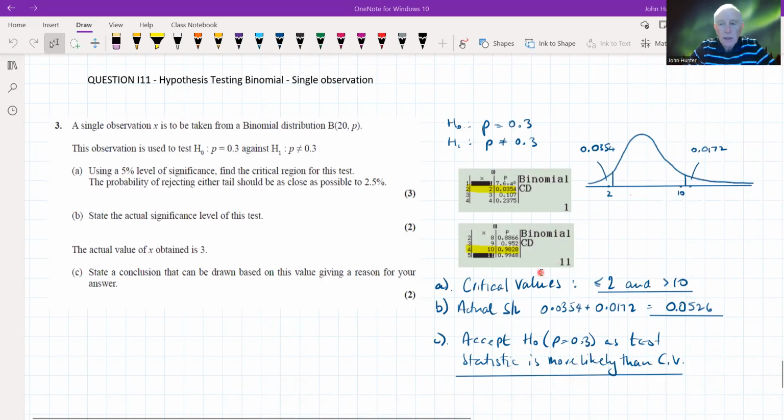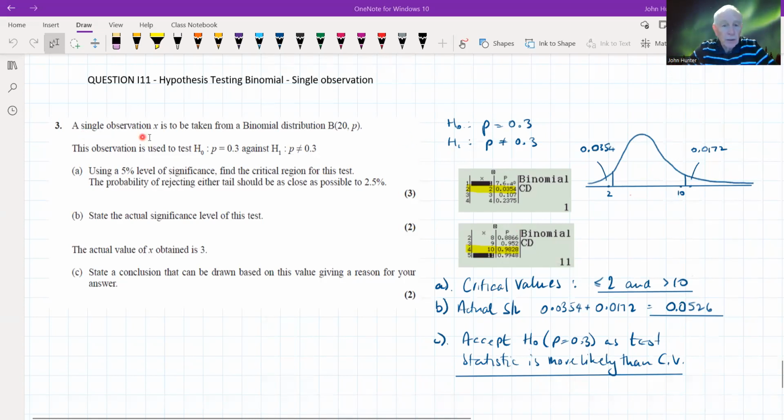Okay, this is a worked example for the probability functions section. This is a hypothesis testing using the binomial distribution. Okay, so let's have a look.